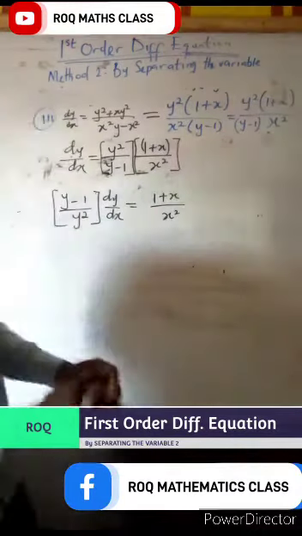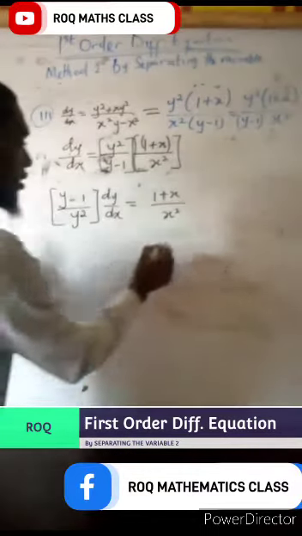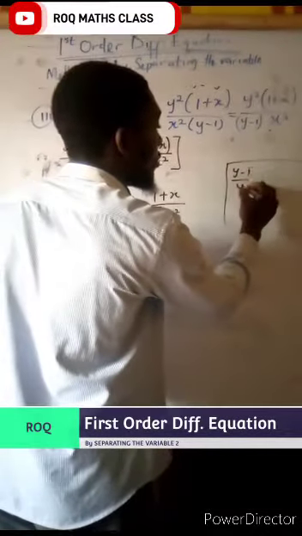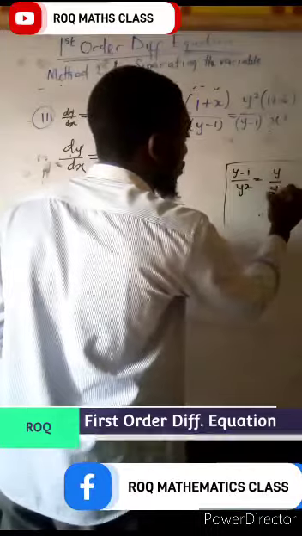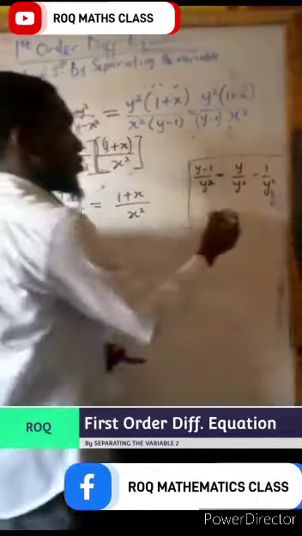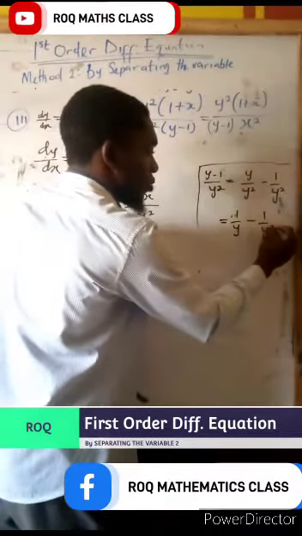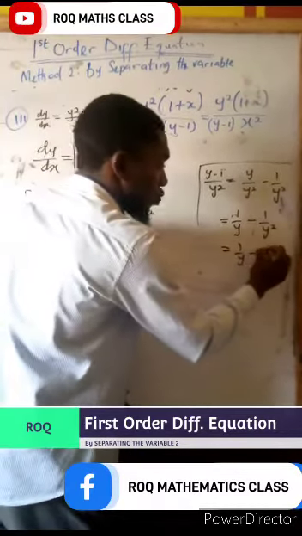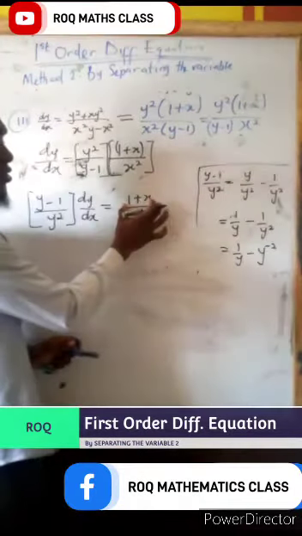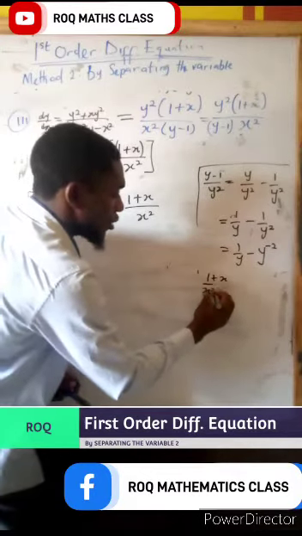The dx is equal to 1 plus x over x squared. Good. If we split this further, let me just do this aside. I have y minus 1 over y squared, which is the same thing as y over y squared minus 1 over y squared. By breaking it down, this is 1 over y minus 1 over y squared, which is 1 over y minus y raised to the power of minus 2.